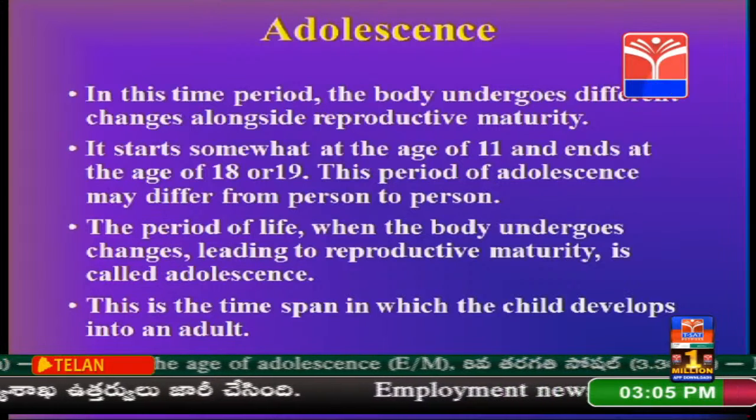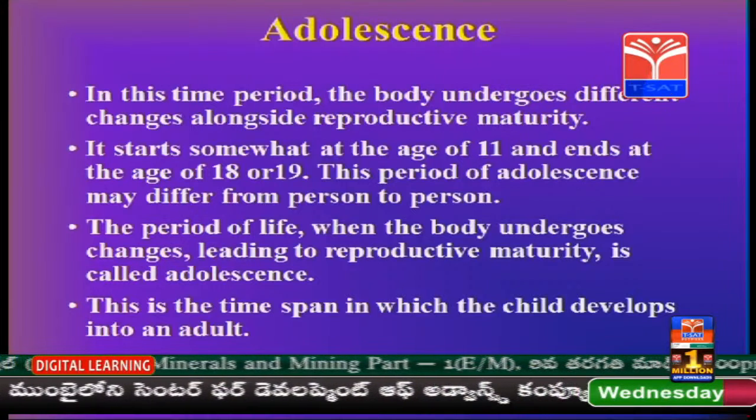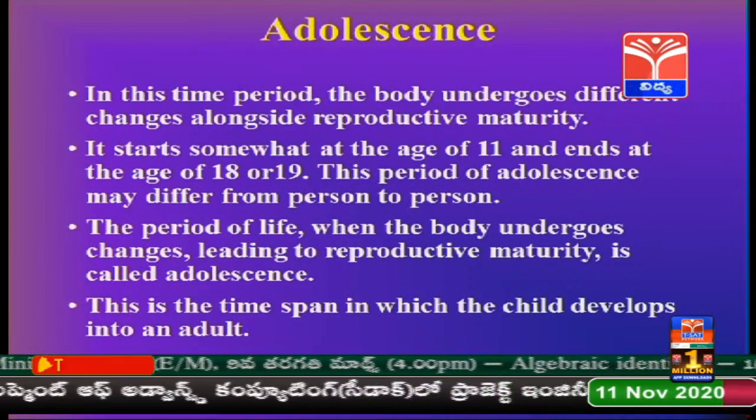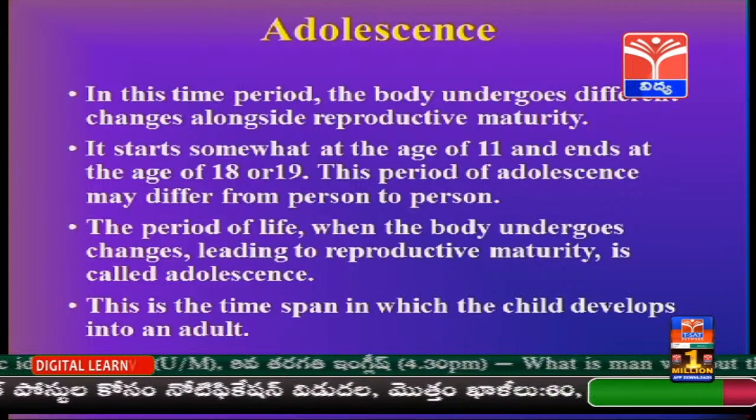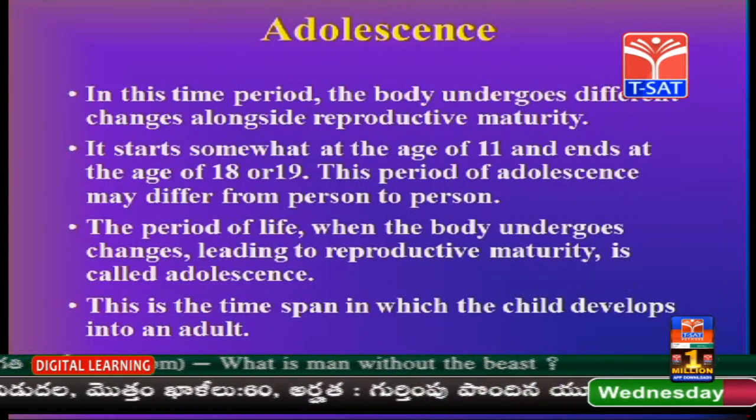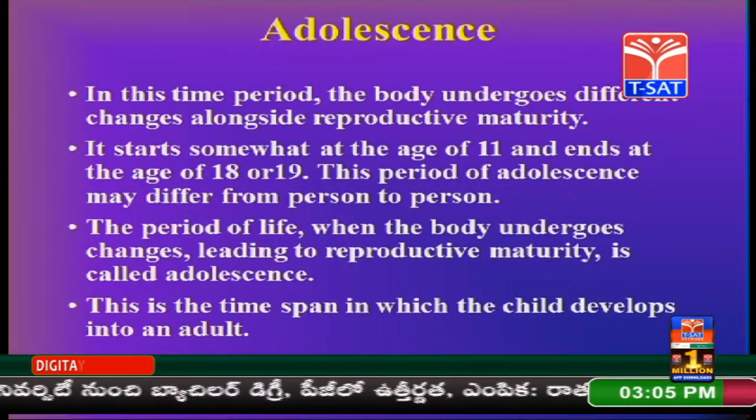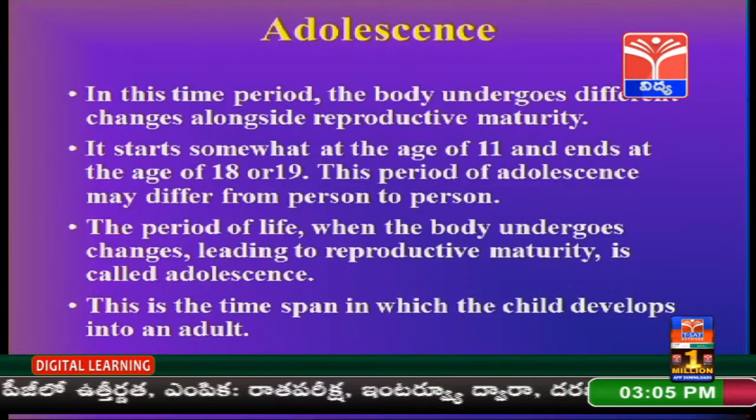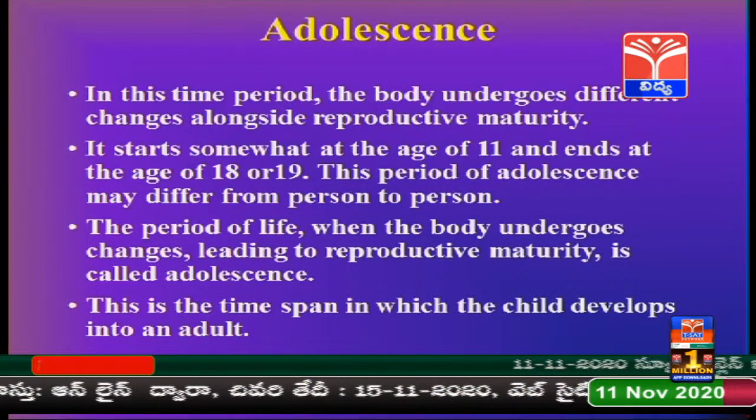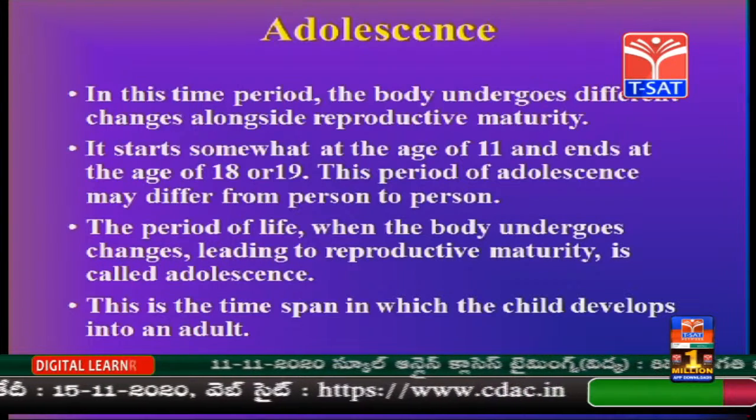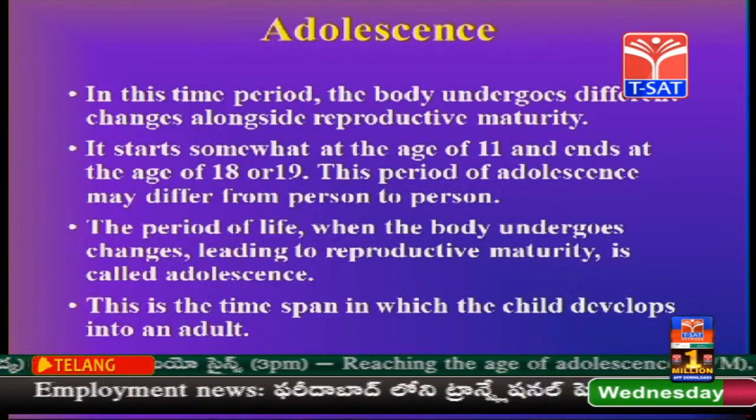Children, in this adolescence period, the body undergoes a lot of changes due to the reproductive maturity. It starts from the age of 11, I was telling you, and it ends at the age of 19, so teenage. This period of adolescence is different from one person to another person. The period of life when the body undergoes changes brings out a maturity in the reproductive organs, and now the child totally develops into an adult.